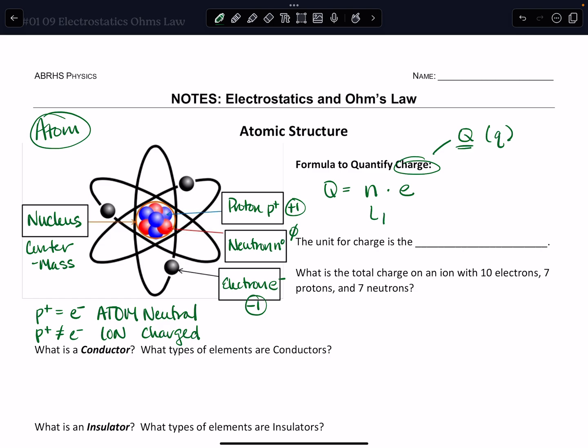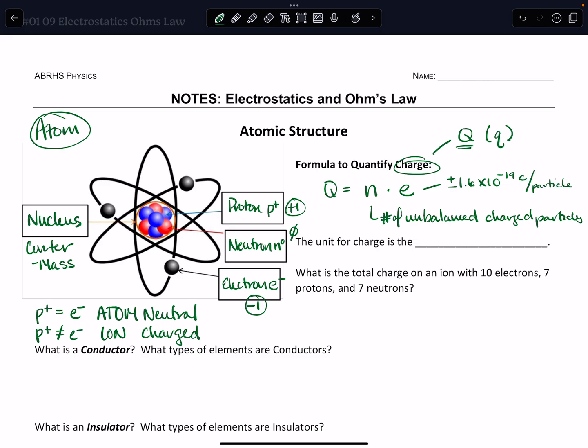So N is the number of balanced charged particles. And then E is a constant. It's either plus or minus 1.6 times 10 to the -19th coulombs per particle.